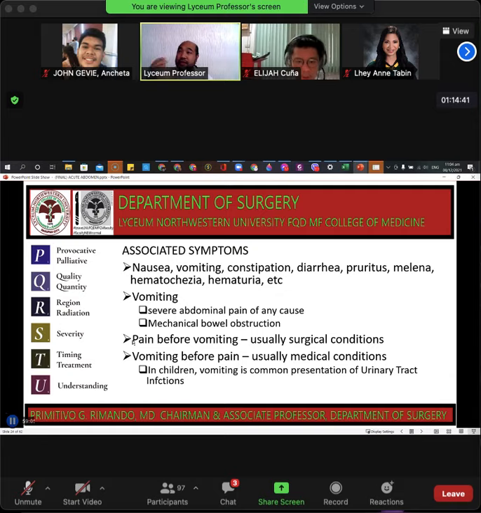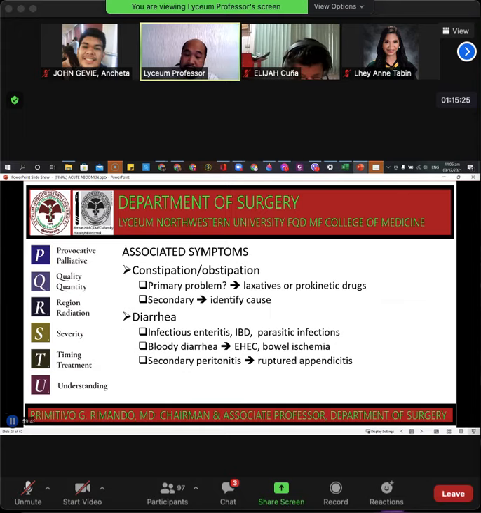So the patient was vomiting for several days, but he was walking around, and then he felt the pain after. Usually, these are medical conditions. For example, remember, in children, vomiting is the most common presentation of urinary tract infections. Even in teenage women, or those less than 30, some present with vomiting and not difficult or painful urination. So if the vomiting occurs before the pain, those are usually medical conditions.